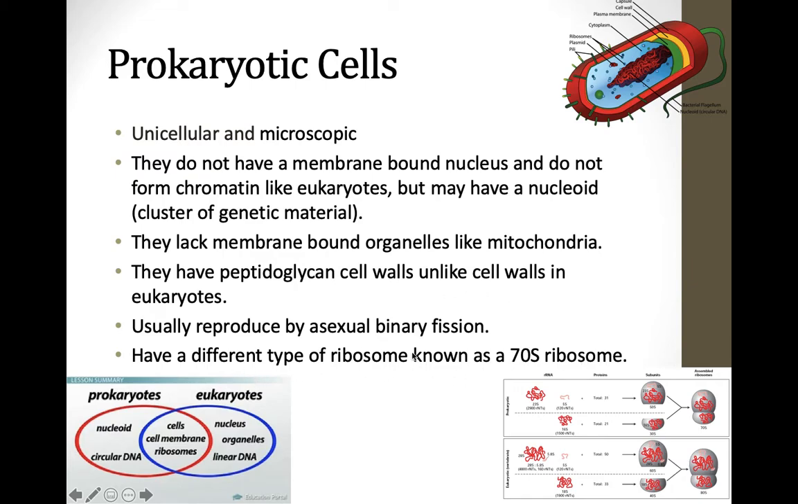These guys also have a smaller ribosome inside of them called a 70S. S stands for Svedberg, which is how fast a centrifuge spins. You don't need to know that at all. It just means that their ribosome is slightly smaller than the ribosomes that are found in a eukaryote.